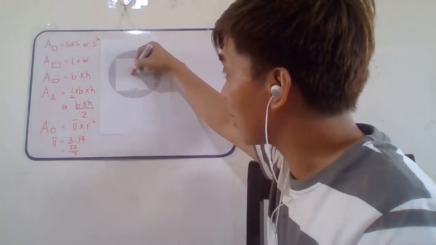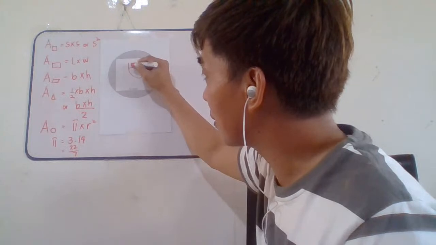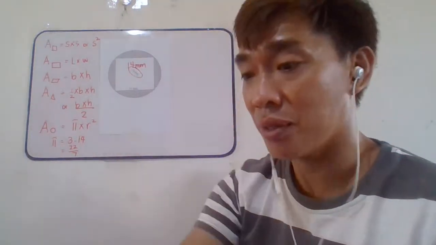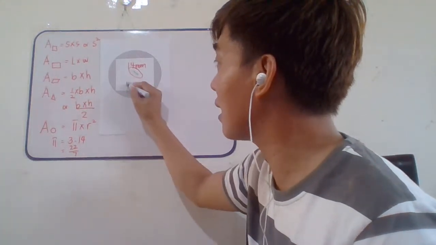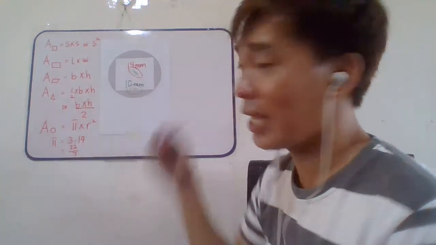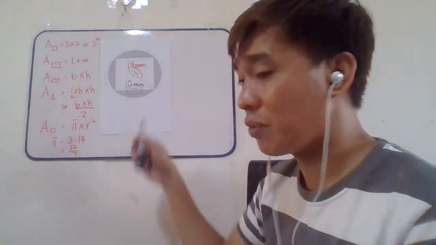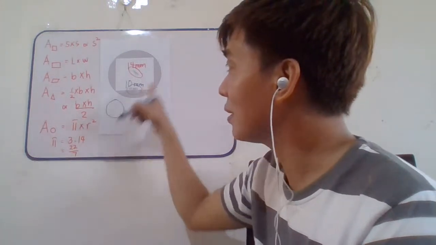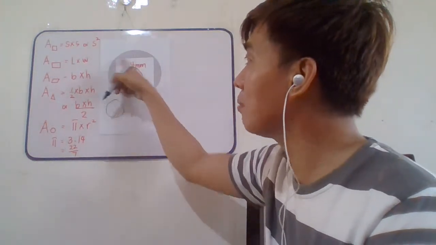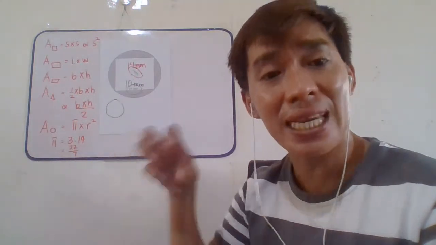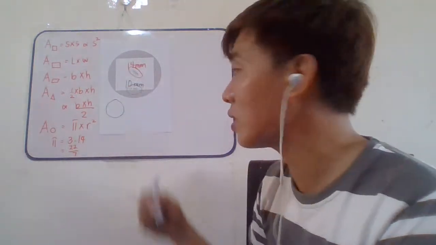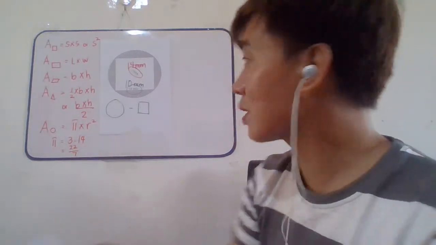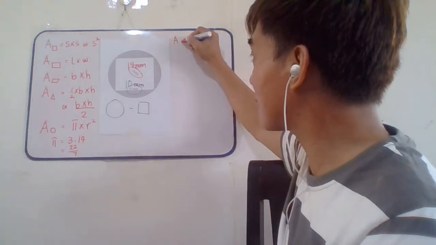Okay, I just want to emphasize that this is 14 millimeters. Okay, and I think I'll use black. And here, that is 10 millimeters. If you notice here, we do have two figures. That is a circle. Then, of course, we have to take out that unshaded figure, which is a square. So let's first solve for the area of the circle.